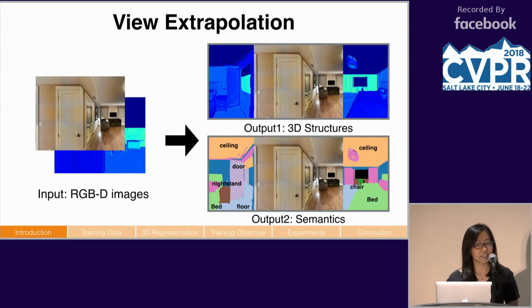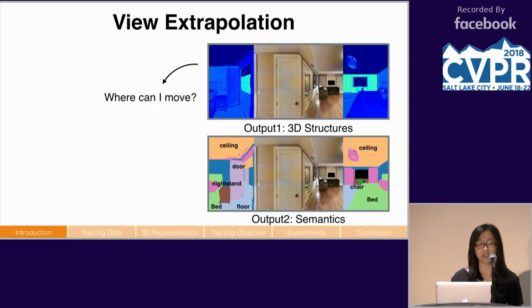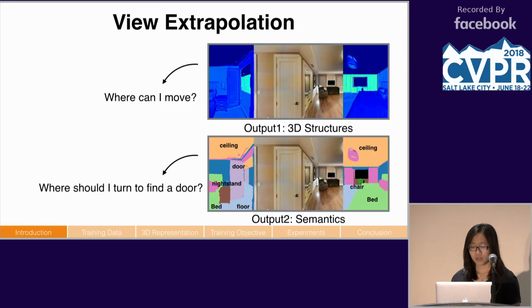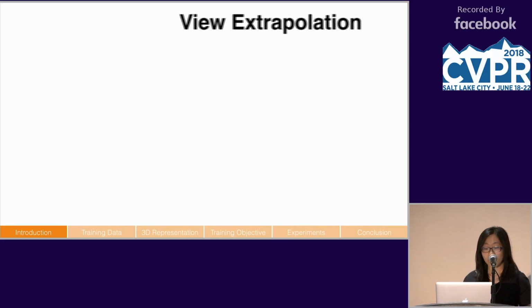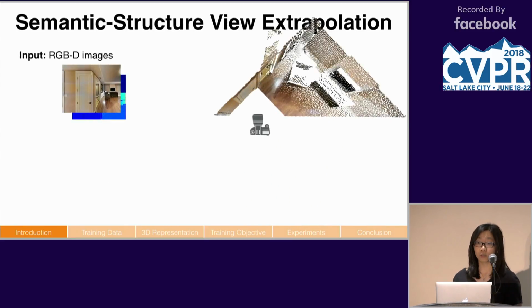So instead, in this paper, we propose to directly predict the 3D structure and semantics of the unobserved environment. With this kind of output representation, the system will be able to answer questions such as, where can I move in this 3D environment, or where should I turn to find a door. We call this task semantic structure view extrapolation.